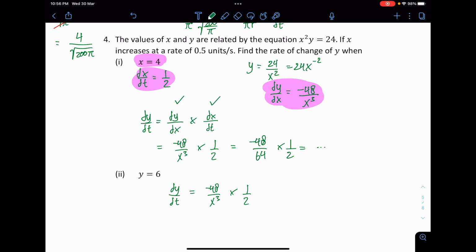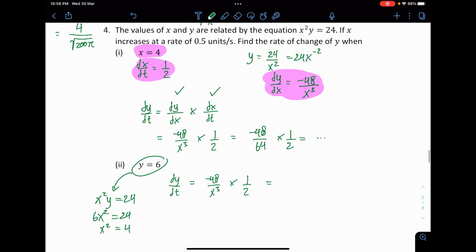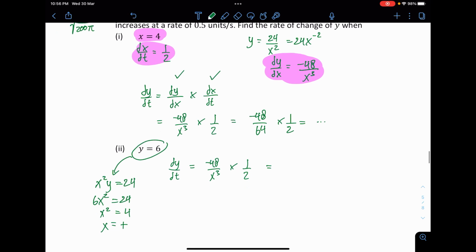But this time I cannot tell what is the value of x because they give me y equals 6 instead. Not an issue, because you have the equation of x and y as this: x squared y equals 24. Sub in y equals 6. Then I'll get 4 over here. Now, that means I'll get two values of x. Plus minus 2.